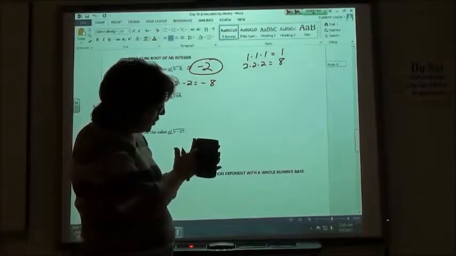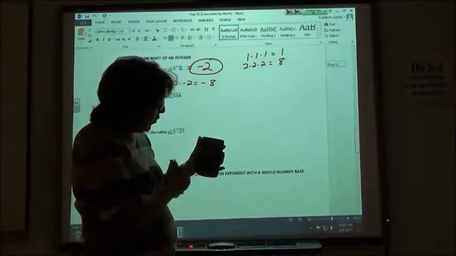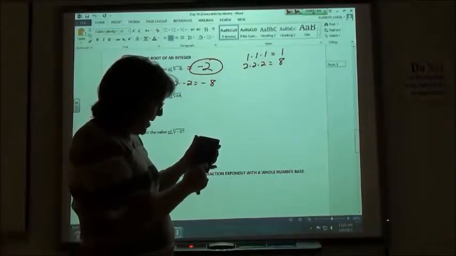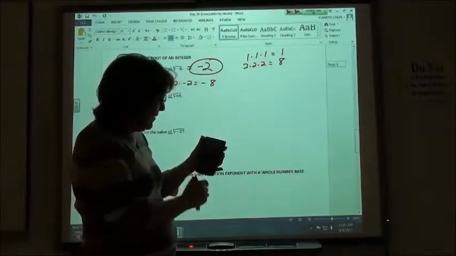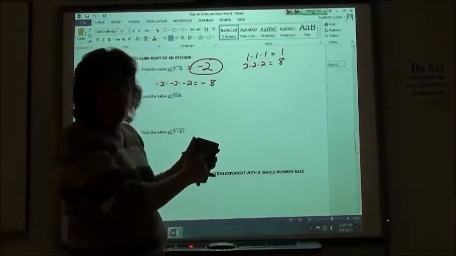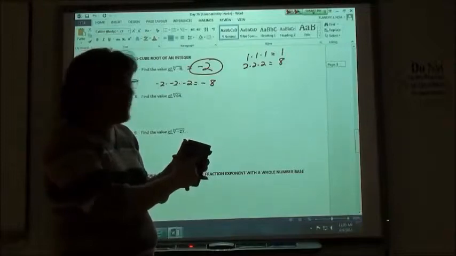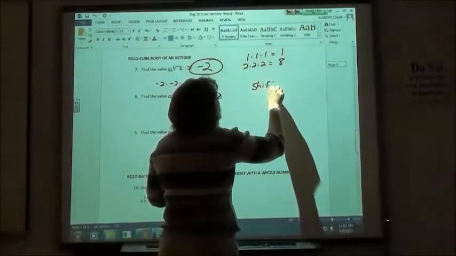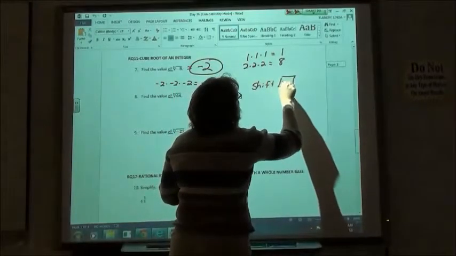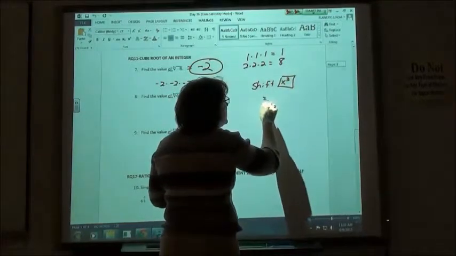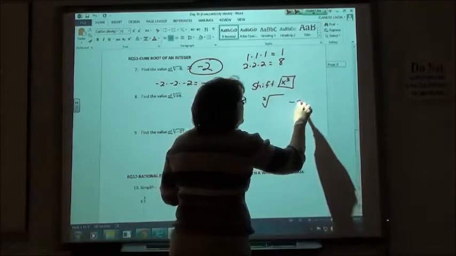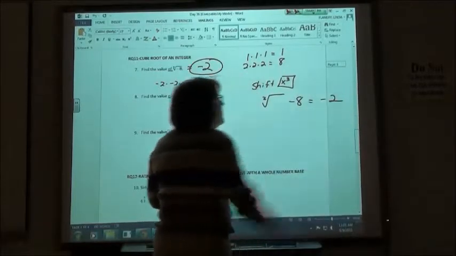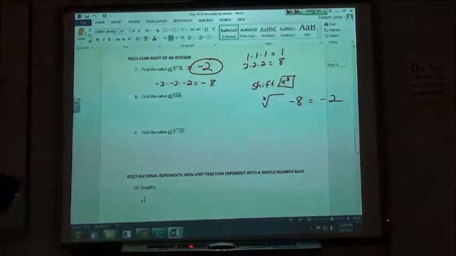So you would do shift x to the third, then I would put in my number, negative 8. If I do that, hit equal, sure enough, I get negative 2 on my calculator. So shift the x to the third button gives you this on your calculator. Type in the negative 8. When you hit equals, it should give you negative 2.